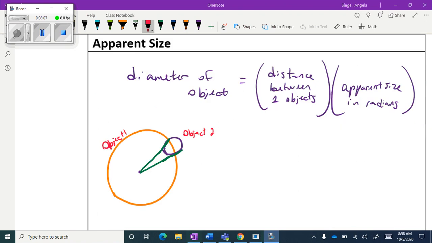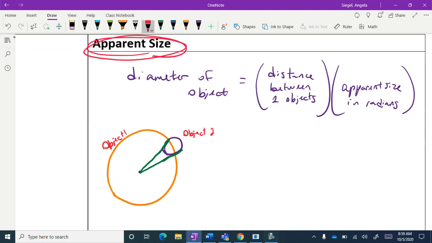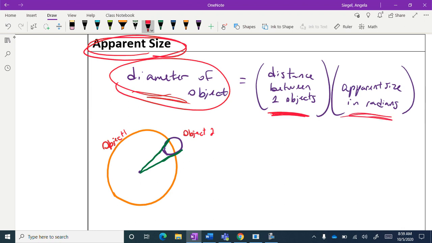Okay, so right now we're going to get into a little astronomy, and we're going to talk about apparent size. I'm not doing a problem right now, I'm just explaining what it is. So you're going to be given or looking for the diameter of an object. The diameter is going to be the product of the distance between the two objects, times the apparent size in radians.